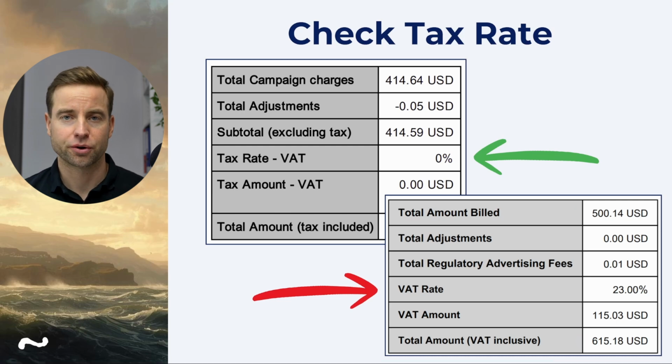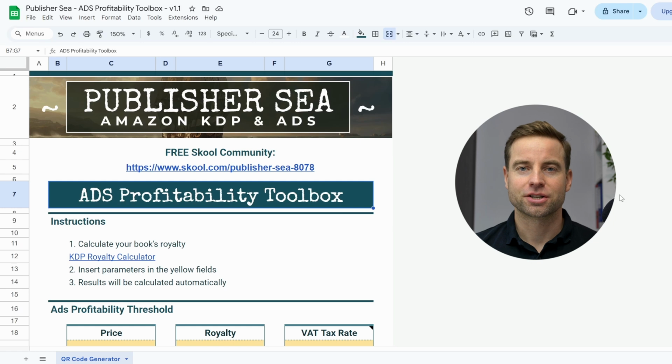If that's the case for you, you just have to calculate break-even ACOS including the VAT tax rate. To make these calculations easy, I created the Ads Profitability Toolbox spreadsheet. You can download it for free from my school community. The link is in the description below.